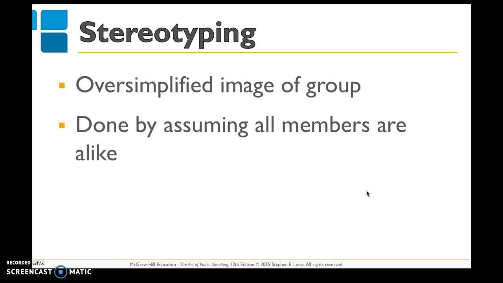So connected to that is the avoidance of stereotyping. When analyzing demographic information about the audience, it is essential to avoid stereotyping. Stereotyping is an oversimplified image of a group. It's done by assuming that all members are the same. You definitely want to avoid stereotyping of any group in your audience.